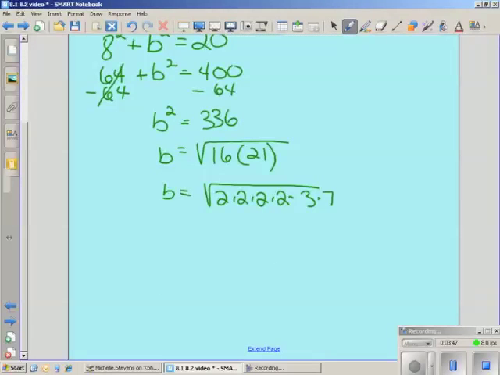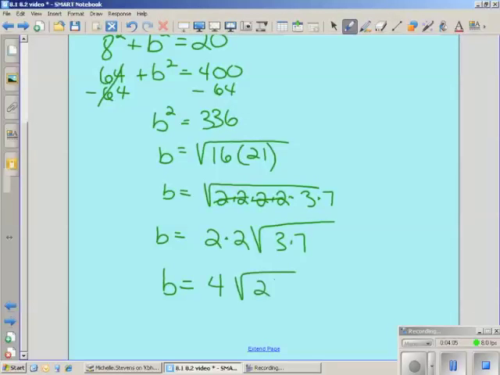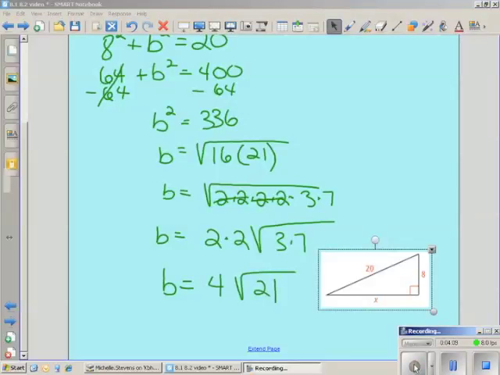Now remember, for every pair of 2's, we take 1 out, right? So b is equal to, we have 2 other 2's here. Take another 1 out, and we're left with the 3 times the 7 inside. So b here is equal to, outside we're left with 4, 2 times 2, radical 21. So the length of the other side of this triangle, x, would be 4 radical 21.